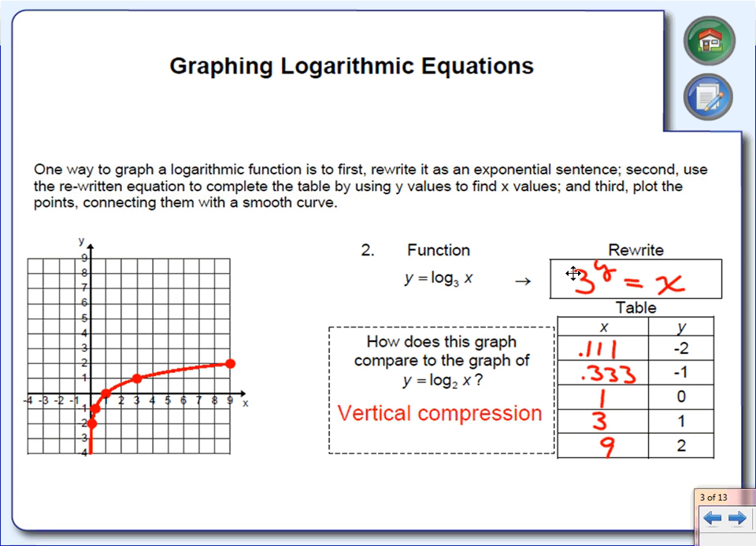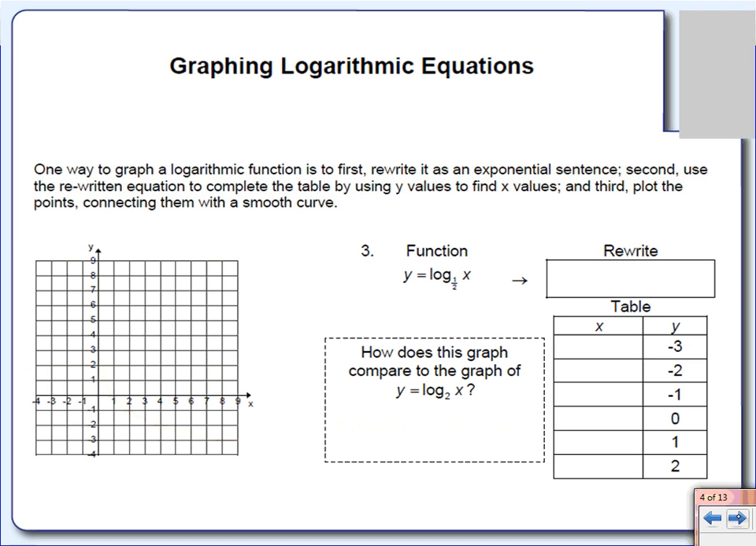All right, so let's take a look at another one. Let's take a look at number 3 here. Number 3, now we're going to take a look at the graph y equals log base 1/2 of x. So the first thing I'm going to do is write down my base. What am I going to use for my base here? Which of these 3 things is my base? The 1/2.